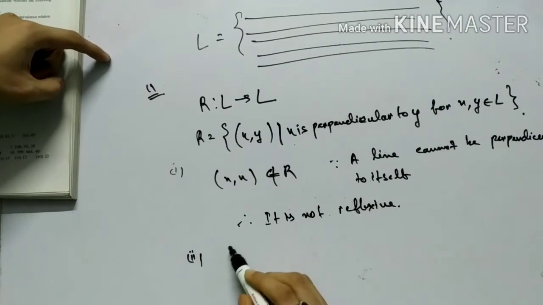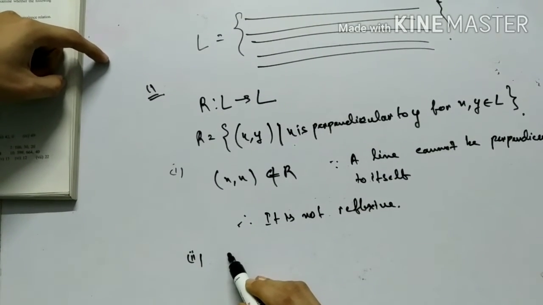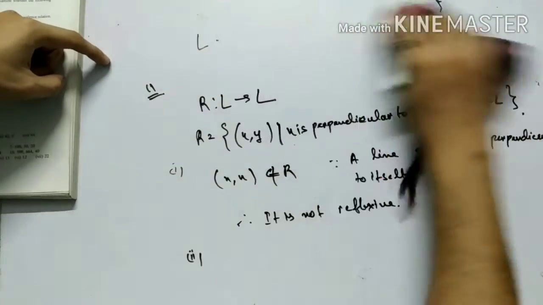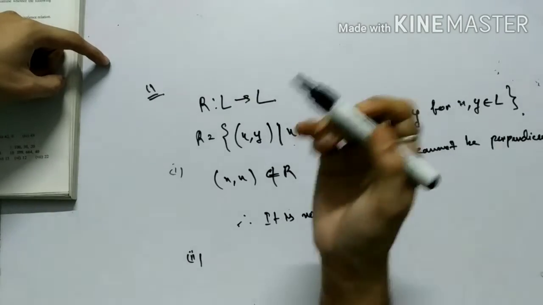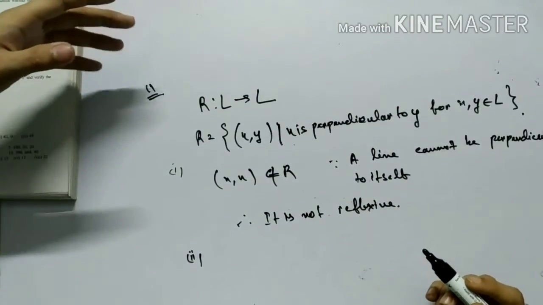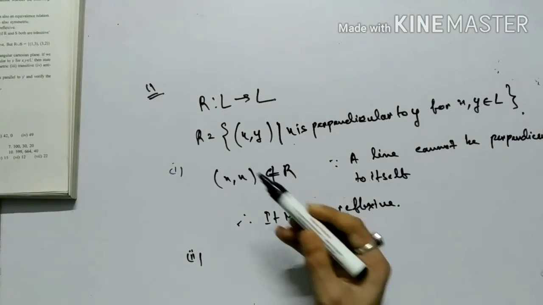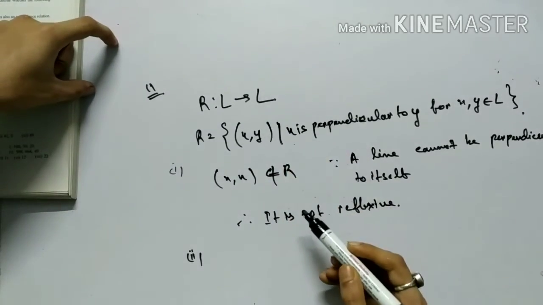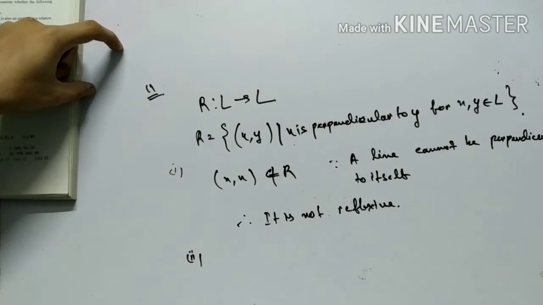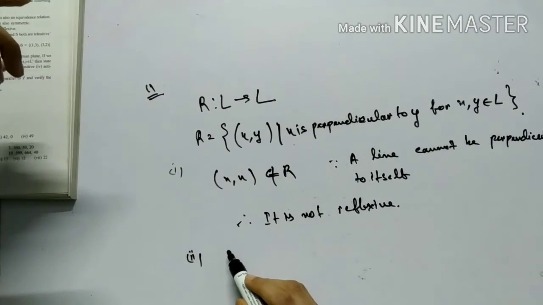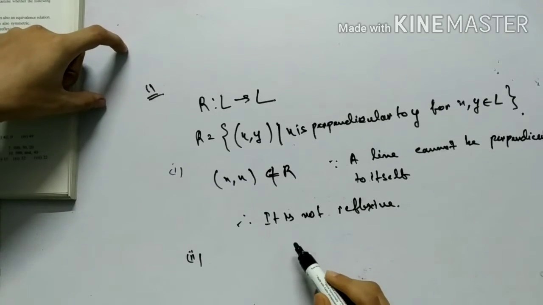Next, if I draw it in this way you will get a confusion. Let us imagine that L is a set of straight lines, and R is a relation on L. Now I have to show that this relation R is symmetric.